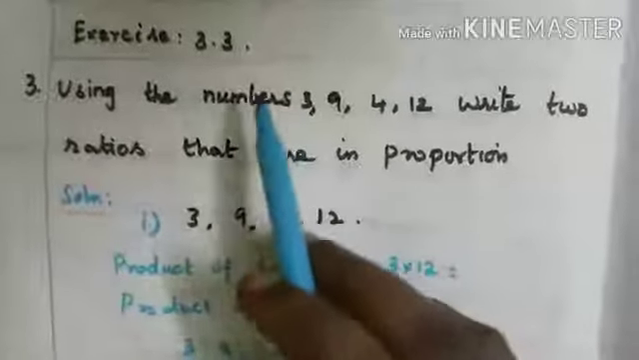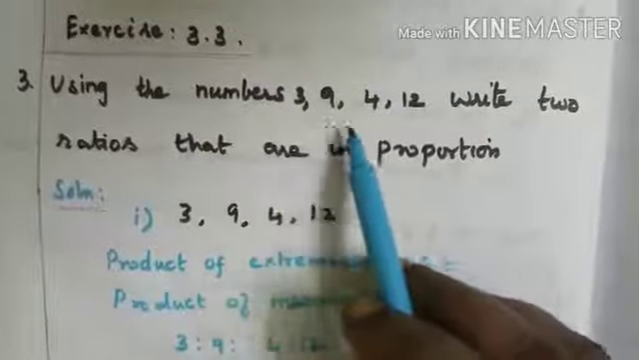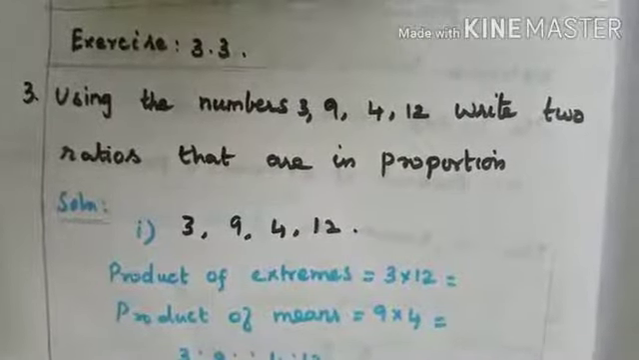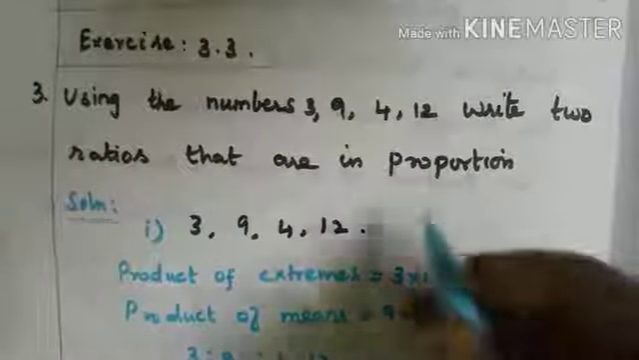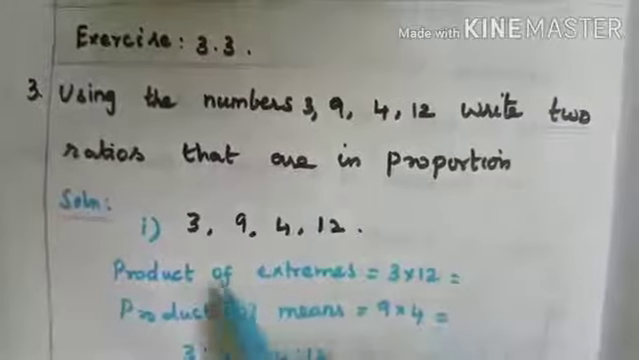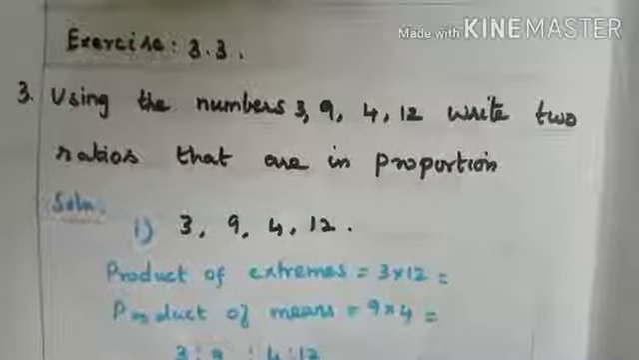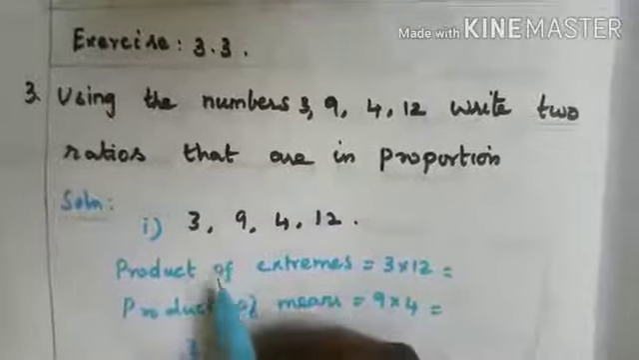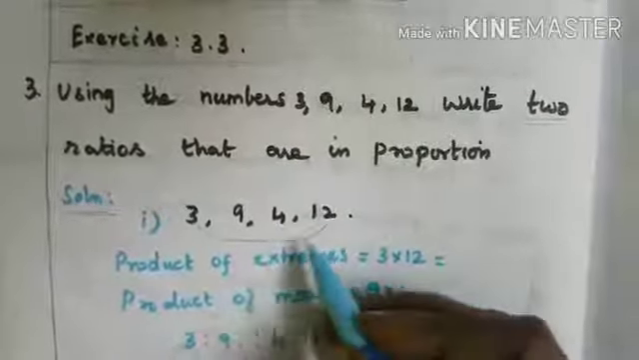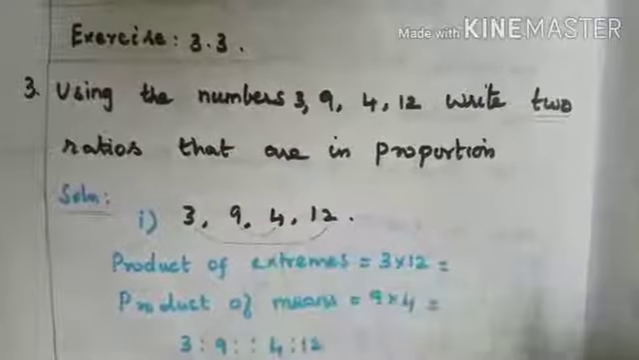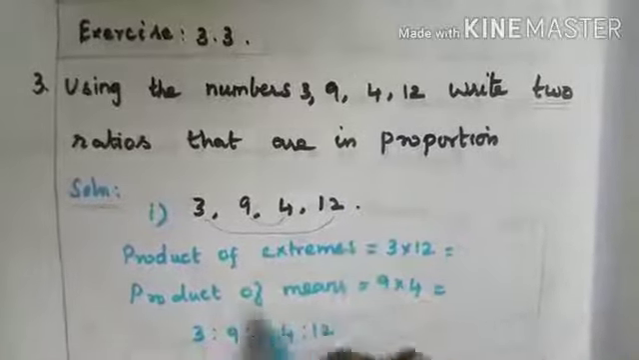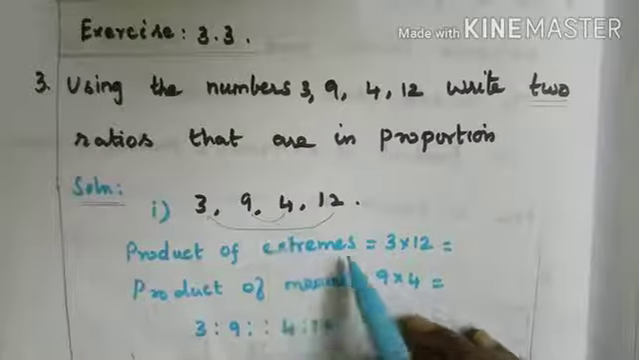Exercise 3.3. Using the numbers 3, 9, 4, 12, write two ratios that are in proportion. So we want to write two ratios that are in proportion. Here, what are the extremes? 3 and 12, isn't it? 3 and 12 are extremes, 9 and 4 are the means. Therefore, product of extremes 3 into 12, product of means 9 into 4.